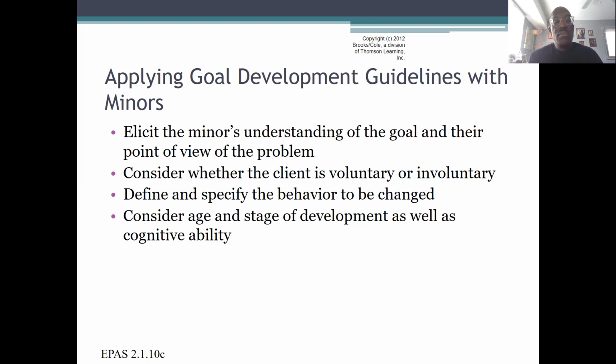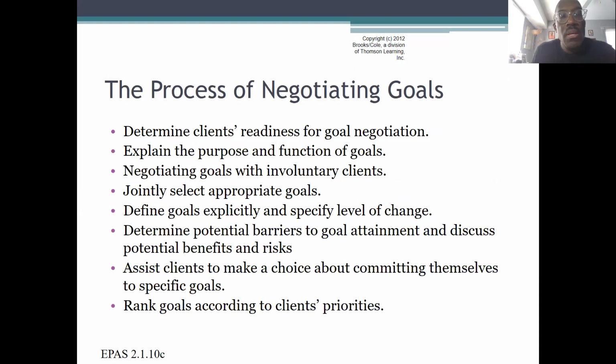Also, we have to take into consideration the age and the stage of development as well as cognitive ability. So depending on how old the client is, how mature they are, and what their ability level is, that will determine how the goals are going to be developed and manifest, as well as explaining exactly what it is in terms of the behavior that we're looking for to change.